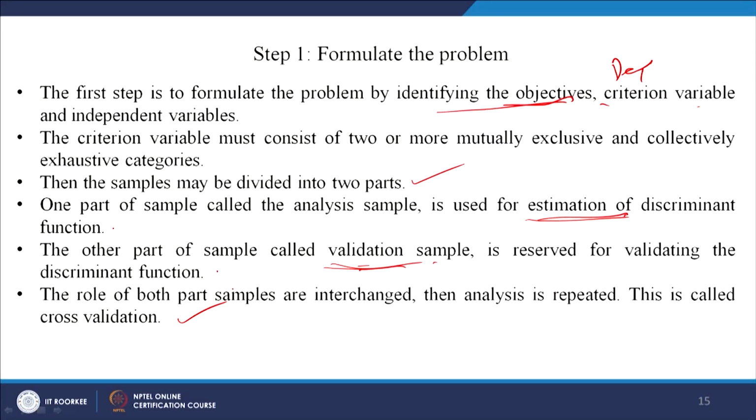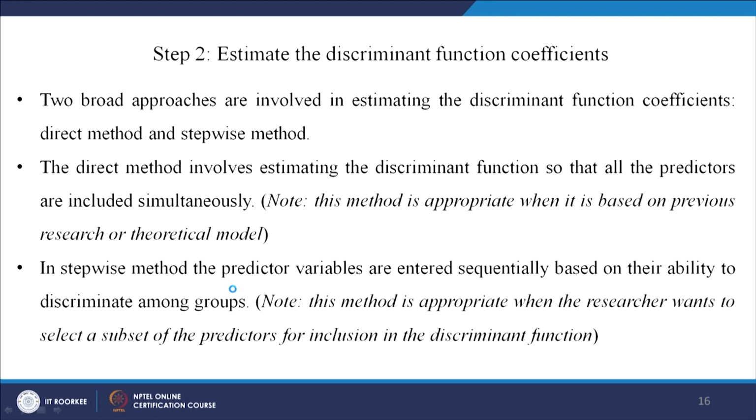So, if you have let us say 200, you can divide into two parts of 100 each, one to estimate the discriminant function and the other to validate the discriminant function, right. The roles of both part samples are interchanged, then the analysis is repeated. This is called cross validation, which you will see later on, right.